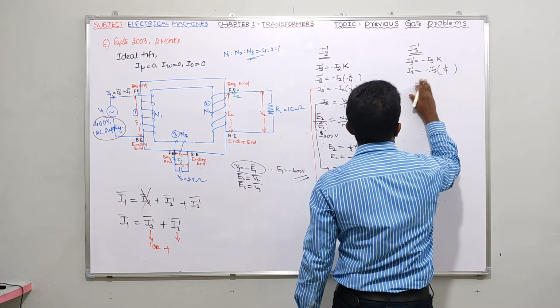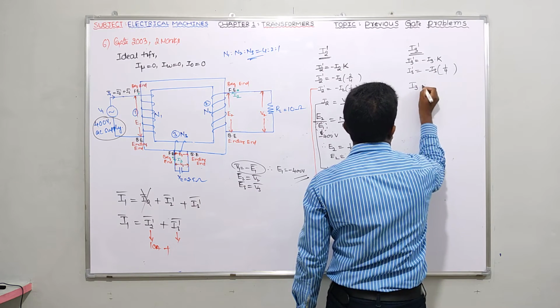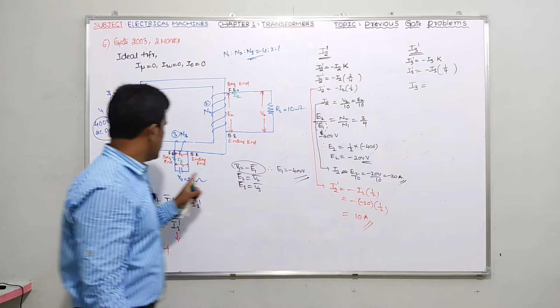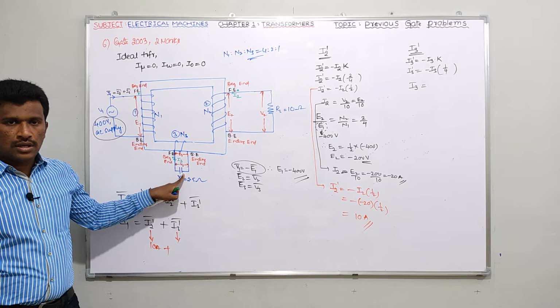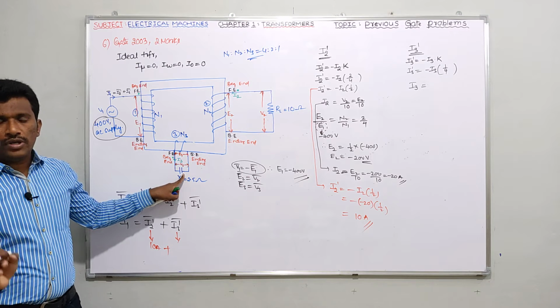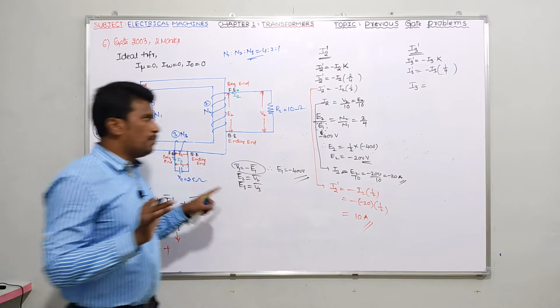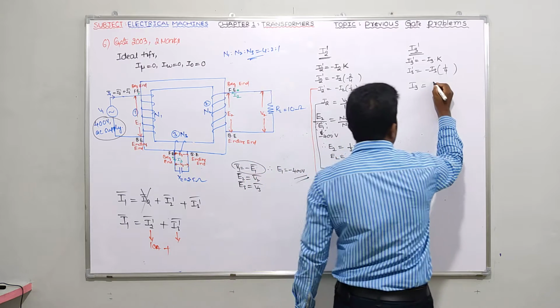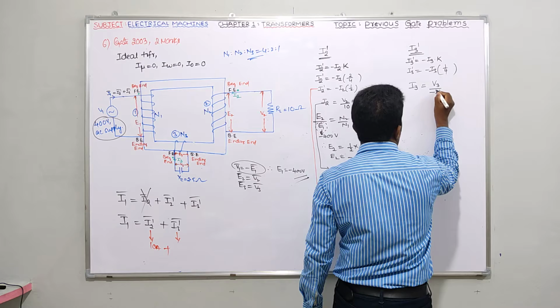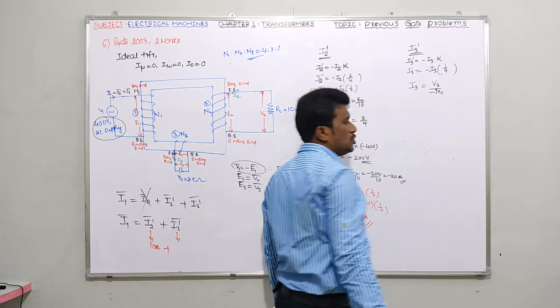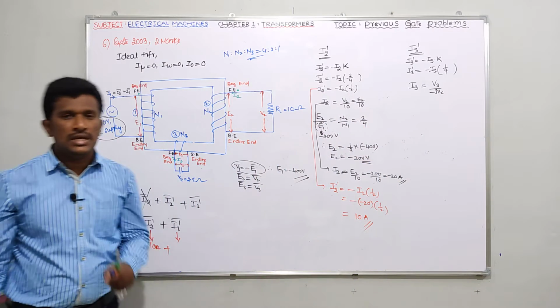Okay. So here you have to find the I3 value. I3 is nothing but the tertiary winding current, that means the current flowing through the pure capacitor. Can you please tell me what is the current flowing through a pure capacitor? Please be careful here. I3 equals V3 by minus jXC. Current flowing through a pure capacitor uses minus jXC. Don't take plus jXC. That is wrong.